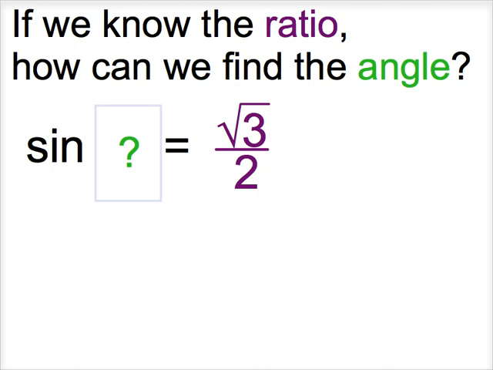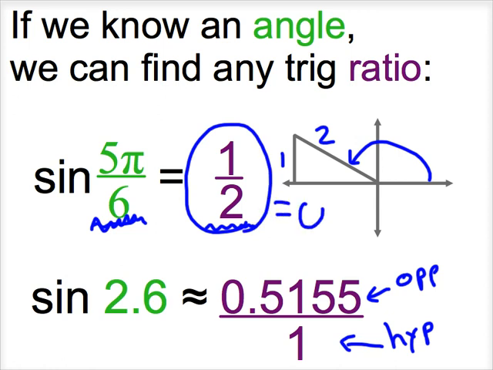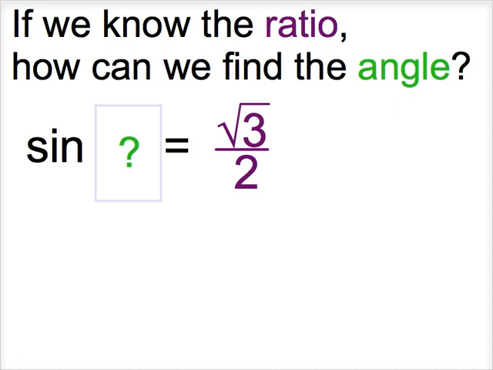Think about it. Unlike this, let me go back to the previous slide. Unlike this previous slide, where sine of the angle 5 pi over 6 can only equal 1/2, and I could write it in a different form, I could write 0.5, but it's still equal to 1/2. However, there are infinitely many distinctly different angles that could be underneath this question mark.